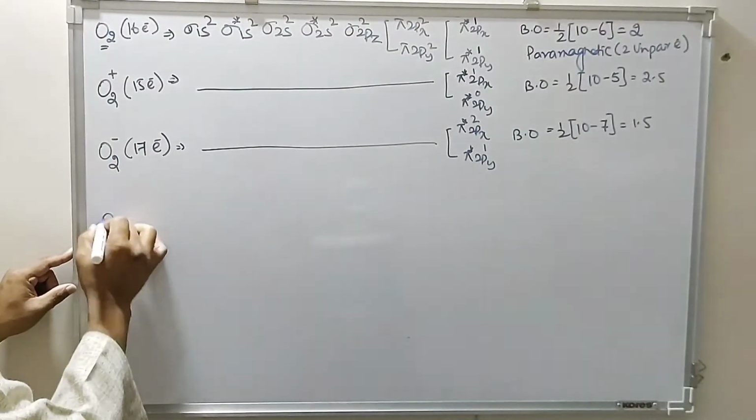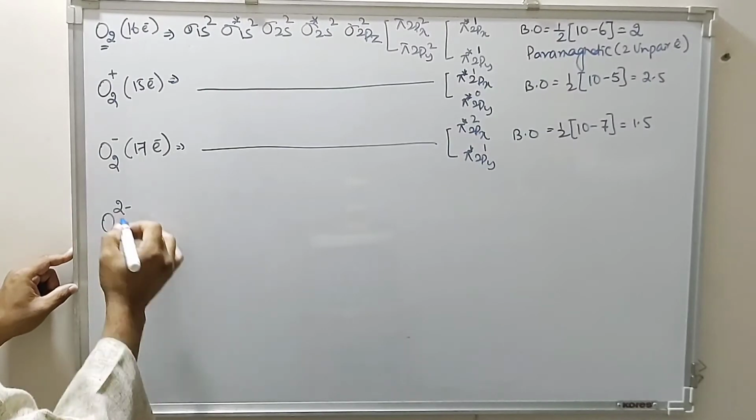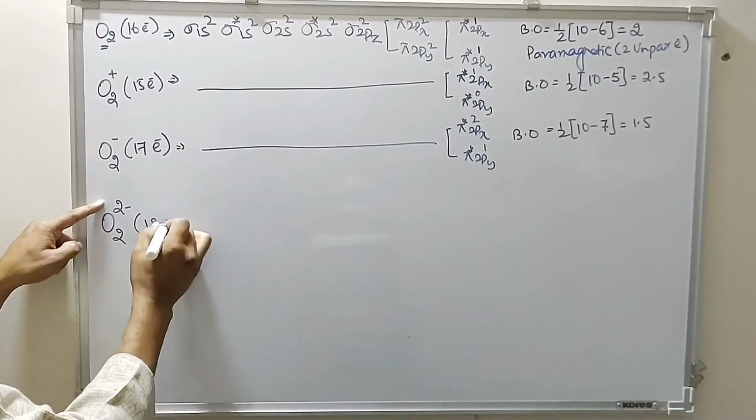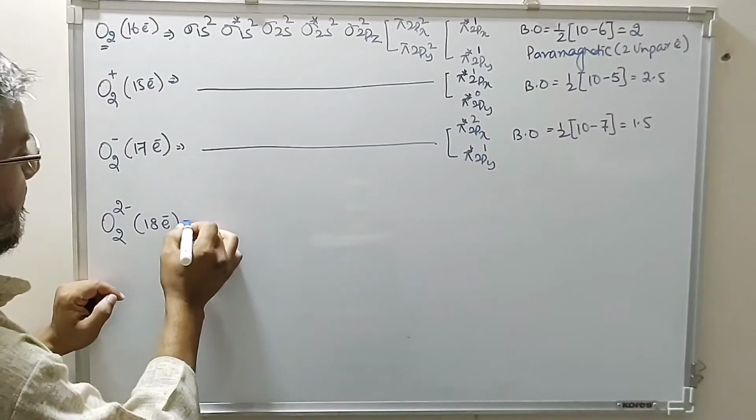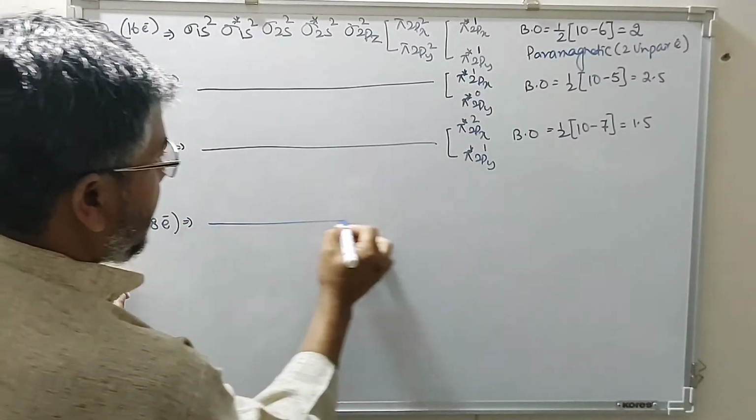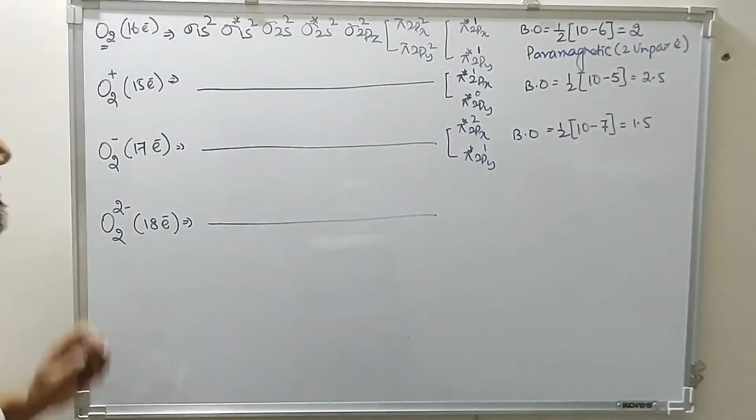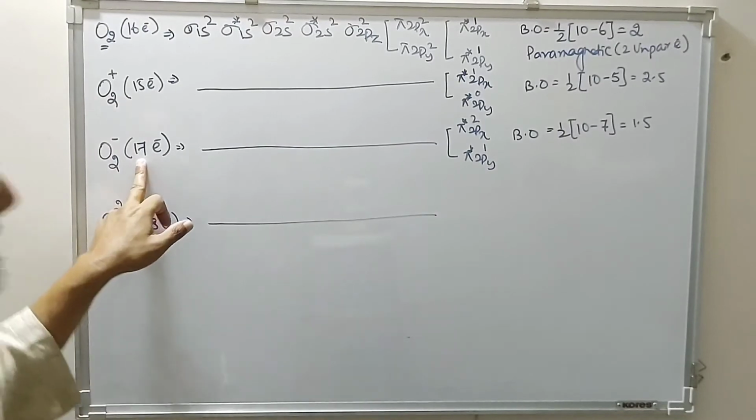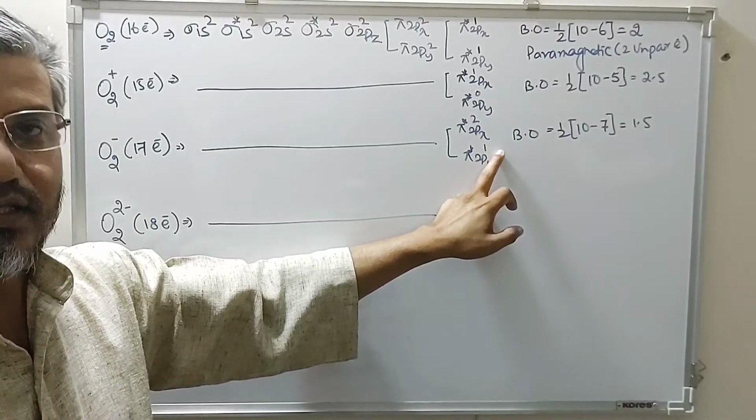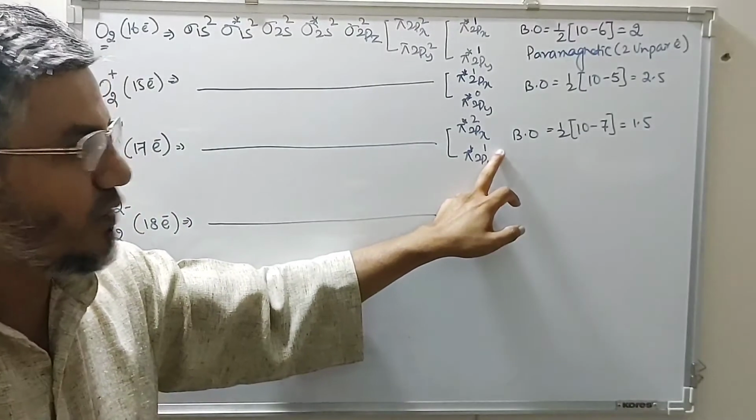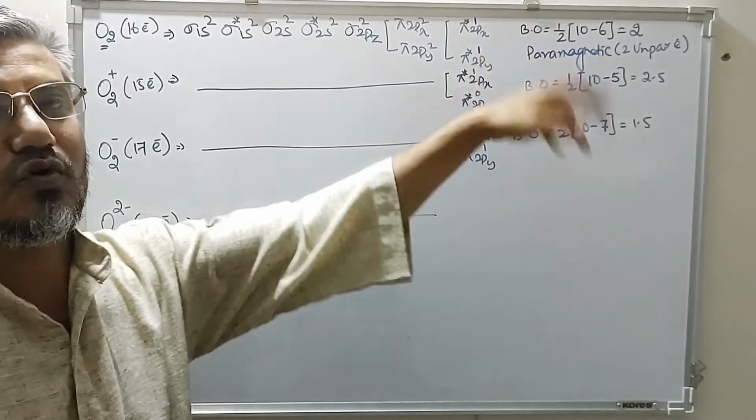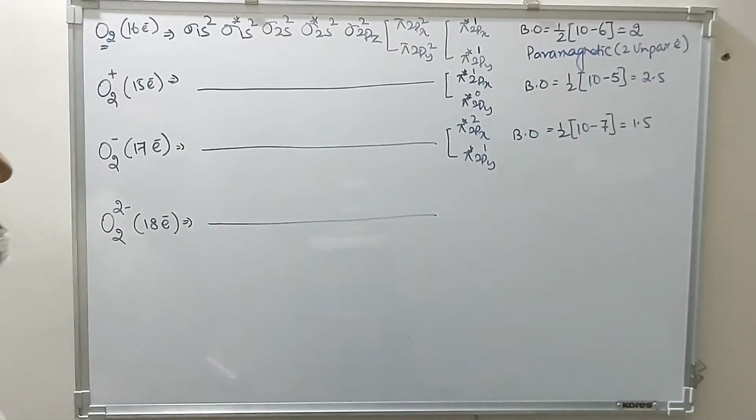Take this O2 2-, the peroxide ion. So 16 plus 2, 18 electrons. From this to this, the electronic configuration remains the same. So this was 17. Now the 18th electron is to be added to pi star 2py. Since an electron is again added to an anti-bonding orbital, the stability will decrease because the bond order will decrease.